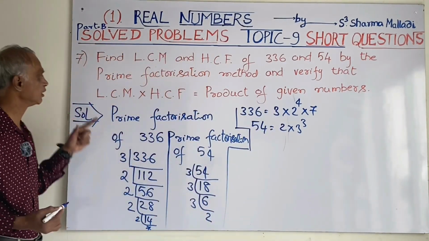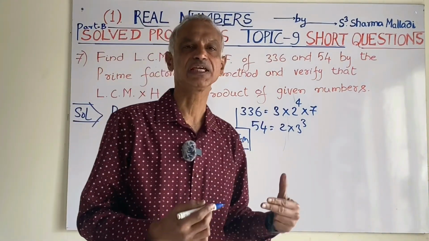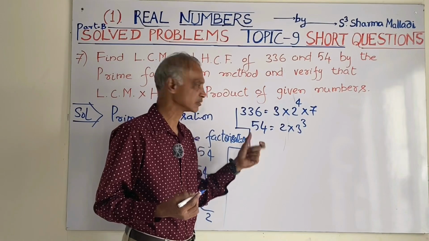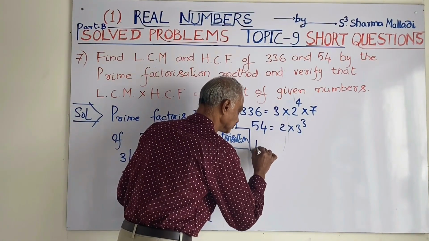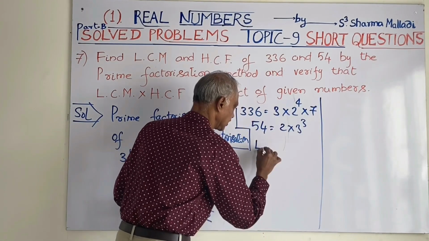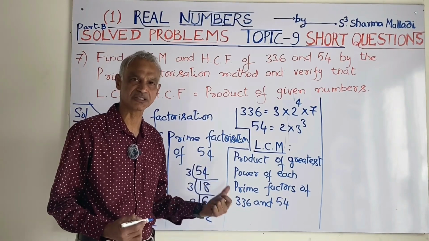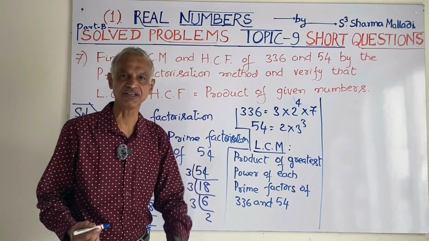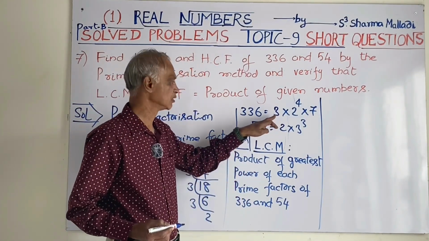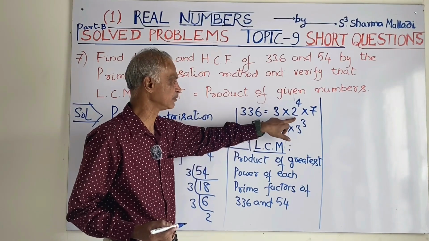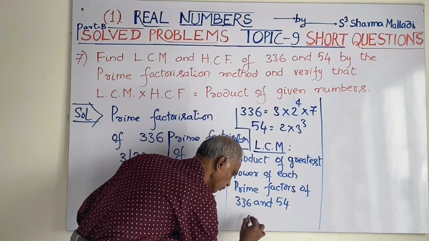Now first we have to do LCM. What is LCM? Product of the greatest powers of each prime factors of given numbers. Now, see what is the greatest power of each prime factor. 2 to the power of 4 is there, 2 is there. You have to take the greatest power. 2 to the power of 4 you have to take.